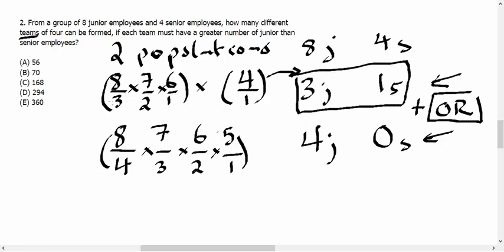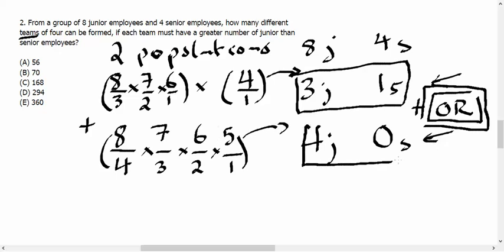Okay, and then finally, we're going to take these two and add them together, right? We're going to add them together because it's either this one or it's this one. Okay. So yeah, so this one goes with the 4 juniors and no senior employees.